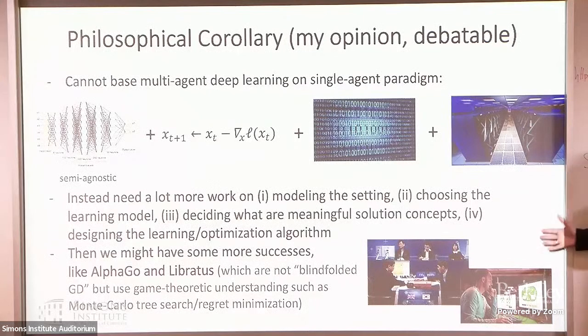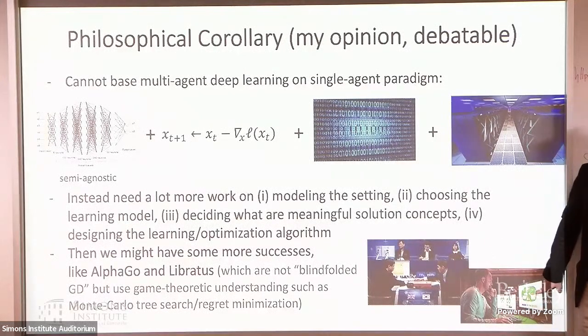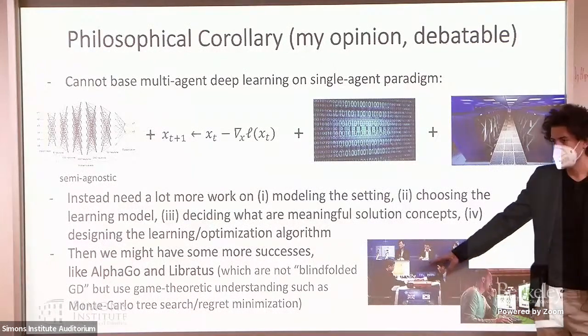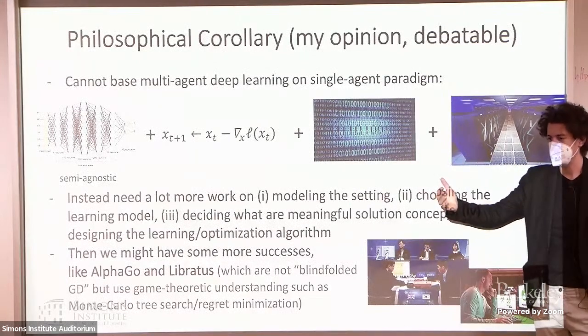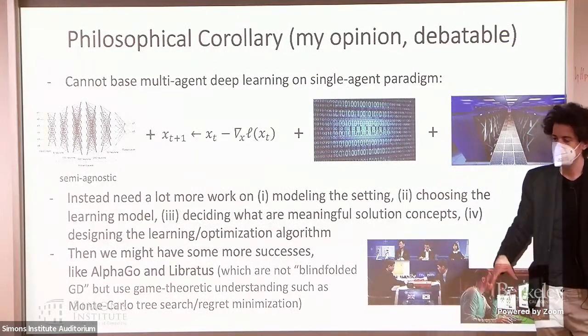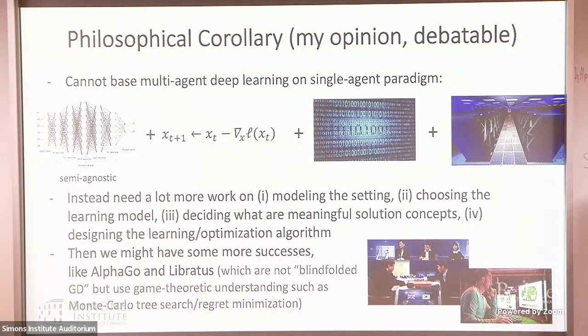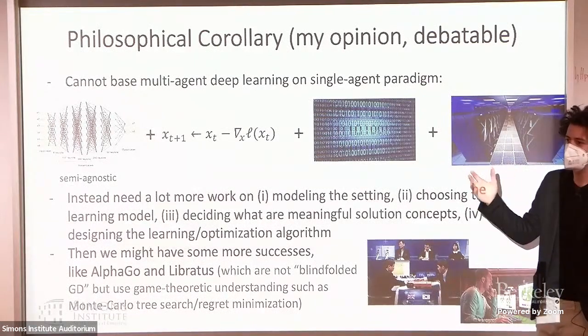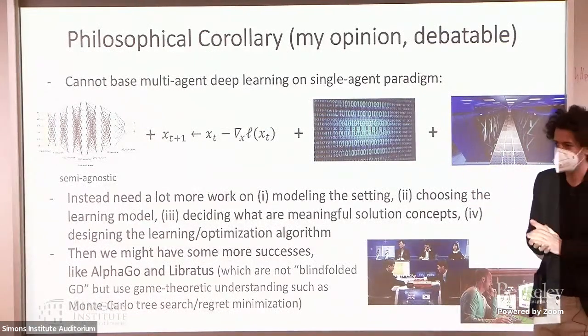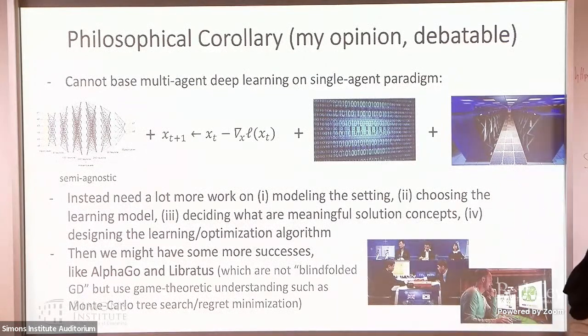Because if you look inside them, Libratus uses no deep learning. And AlphaGo uses deep learning, but it also uses Monte Carlo tree search and other game theoretic ideas for how you optimize strategies in min-max, turn-based problems. So my claim, my philosophical corollary, is that you have to work a bit harder. You cannot just be agnostic about everything and hope to succeed. And I just agree with you completely. It's not debatable.